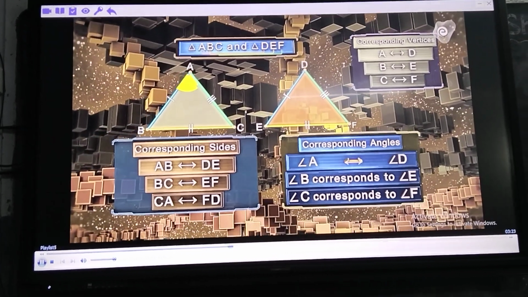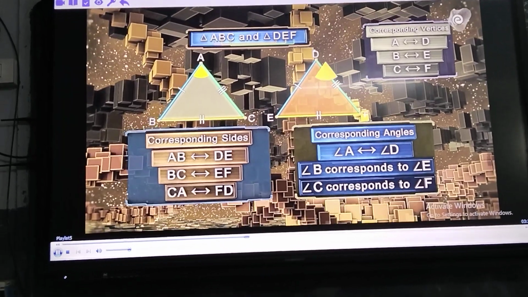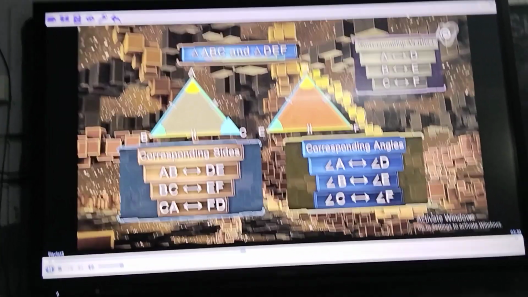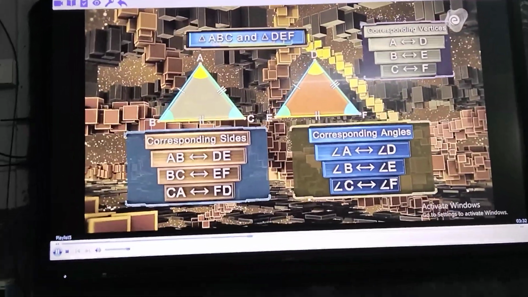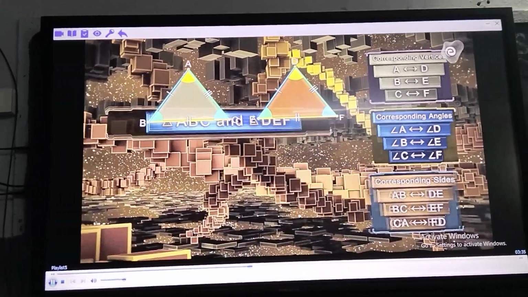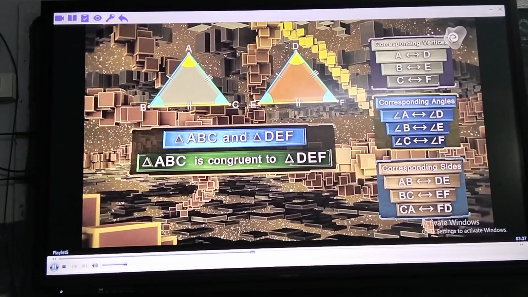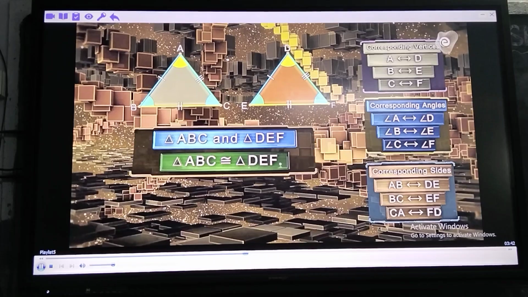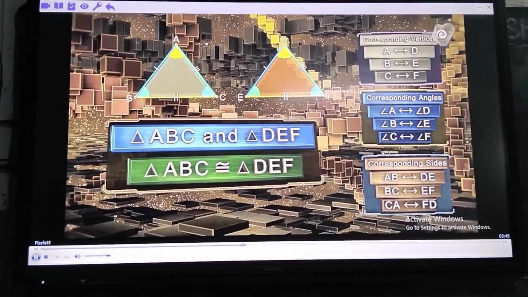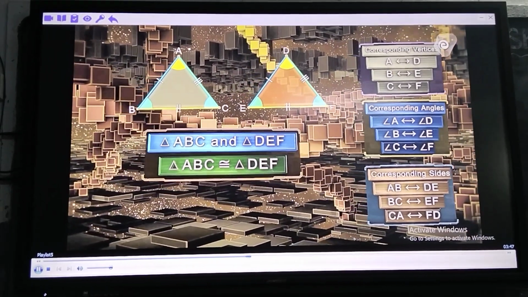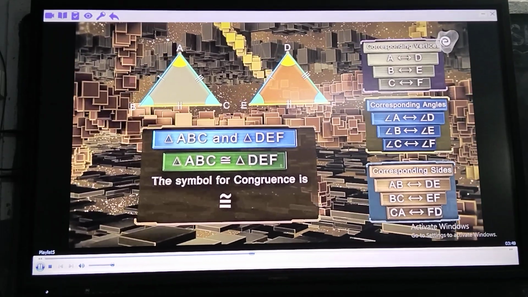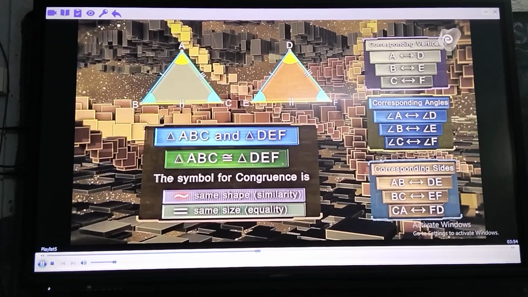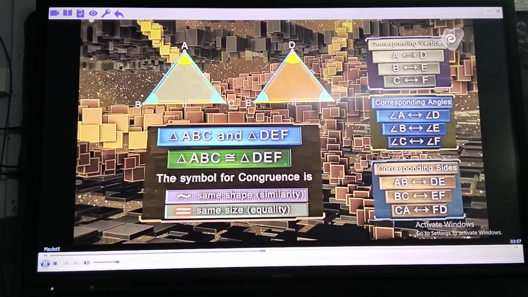And angle A corresponds to angle D. Angle B corresponds to angle E. And angle C corresponds to angle F. Under this correspondence, triangle ABC is congruent to triangle DEF, and is symbolically written as triangle ABC is congruent to triangle DEF. The congruence symbol is made up of two parts. The upper part means the same shape, and the lower part means the same size.